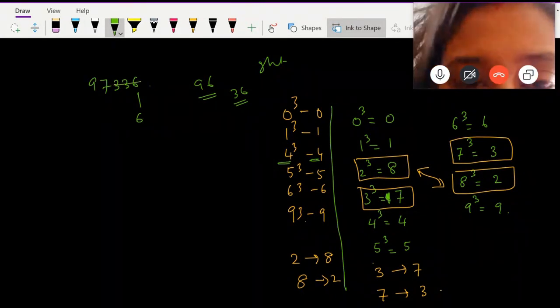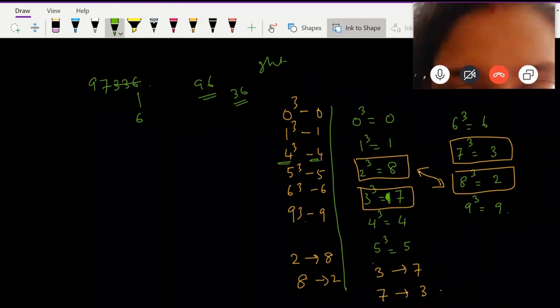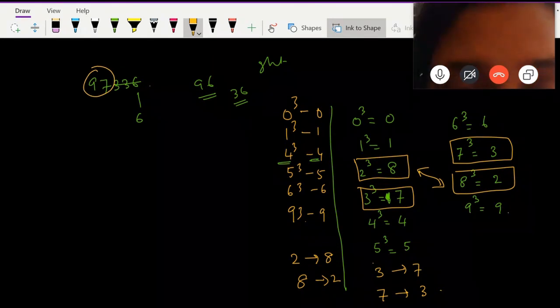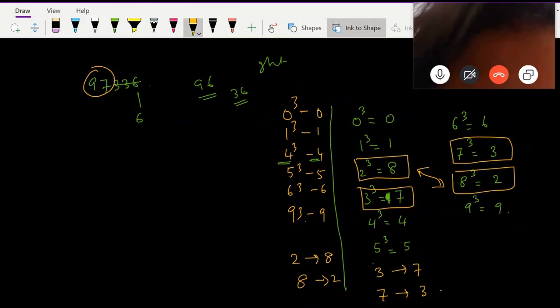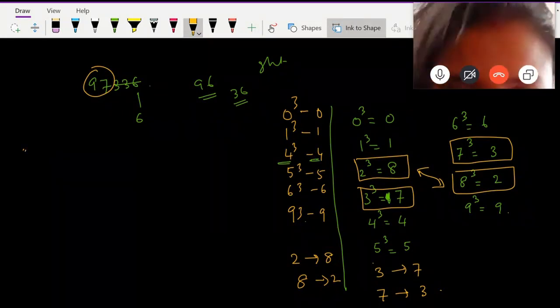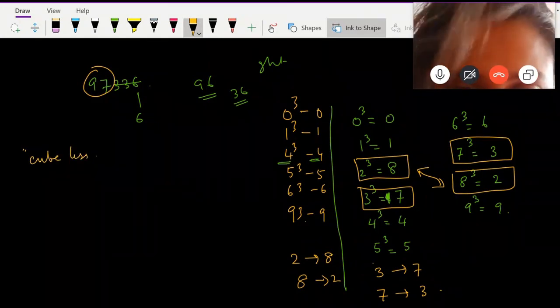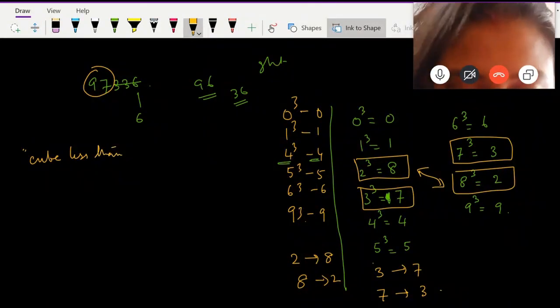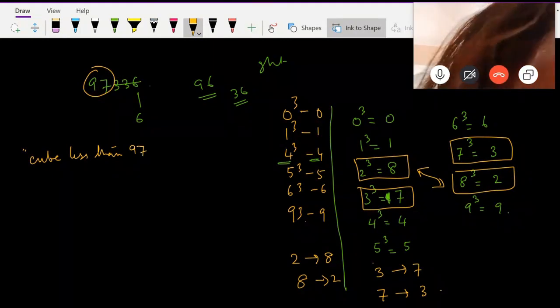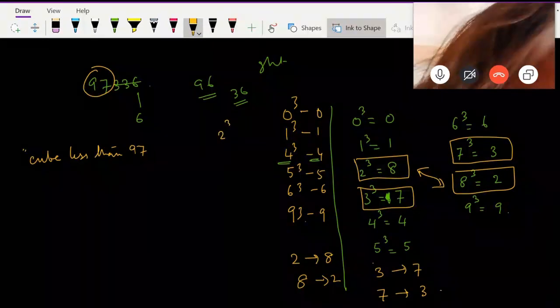And if we ignore 3 numbers from the right, then we get 97. Then we need a perfect cube number less than 97. What is that? 81? No, 81 is not a cube. It's a square.